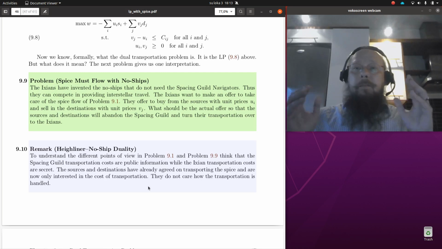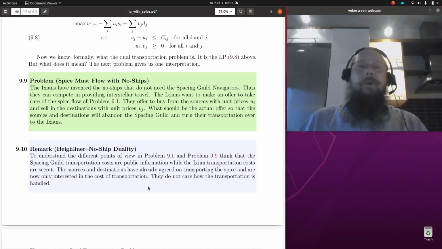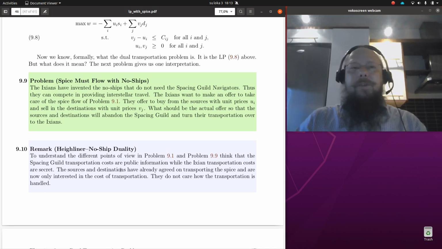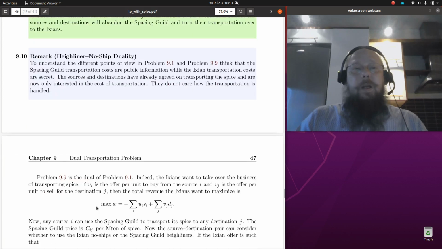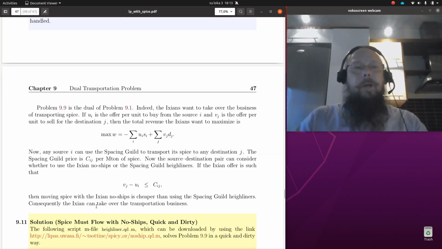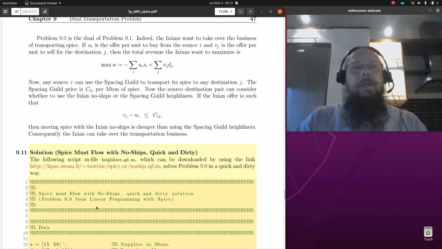but they then have to pay for the transportation to the spacing guild. But now these mysterious Ixians come, so the sources and destinations don't really care how the transportation is handled, and the Ixians are not going to tell. Maybe it's a secret, and yes, that's the kind of mindset that happens there.